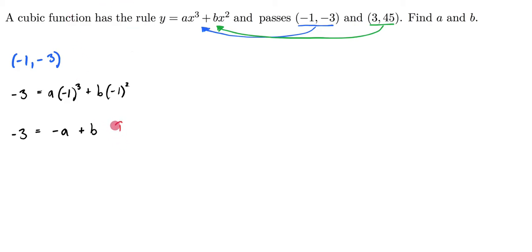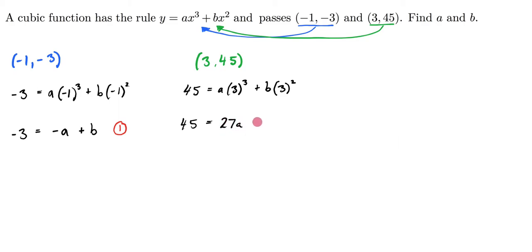The next thing that we're going to do is we're going to take the other point we have, which is 3 and 45, and we're going to plug that into the rule. So we're going to get 45 is equal to a 3 cubed plus b 3 squared, which is going to be 45 equals 3 cubed is 27a plus 3 squared is 9b.